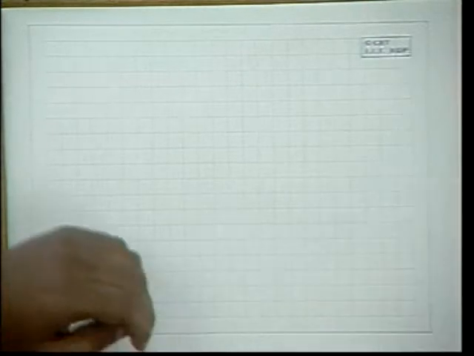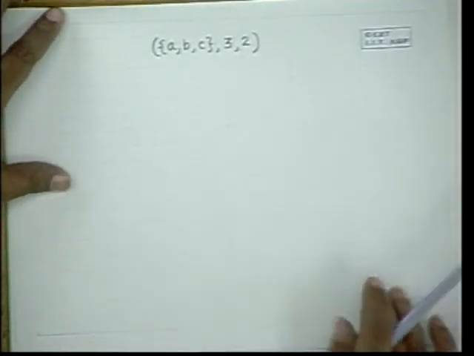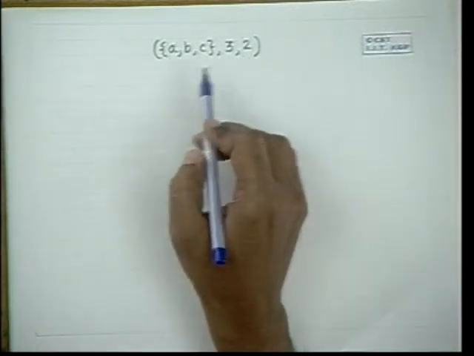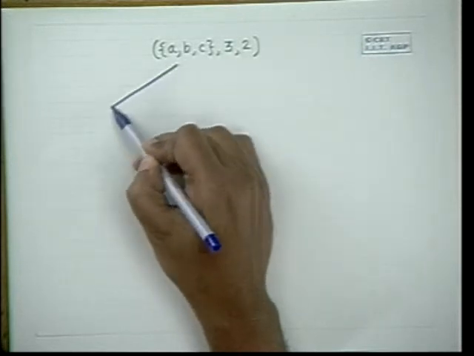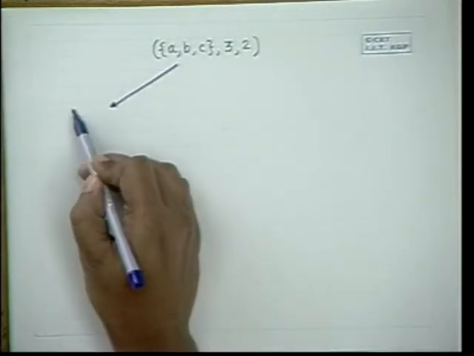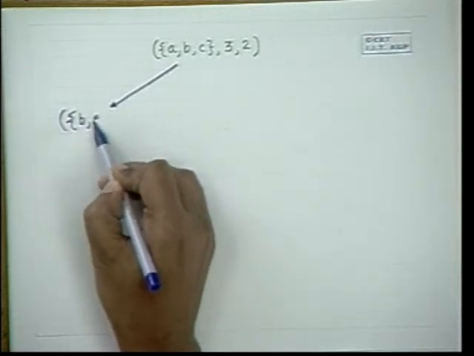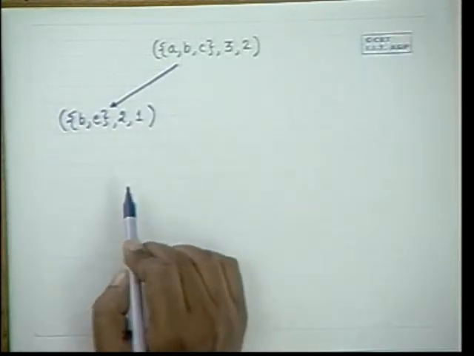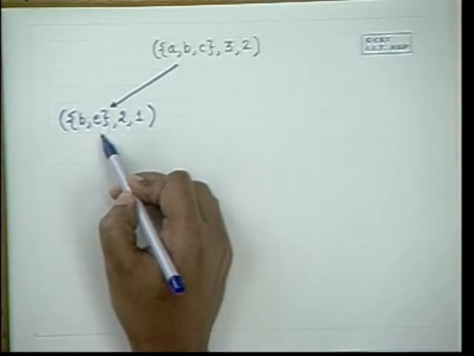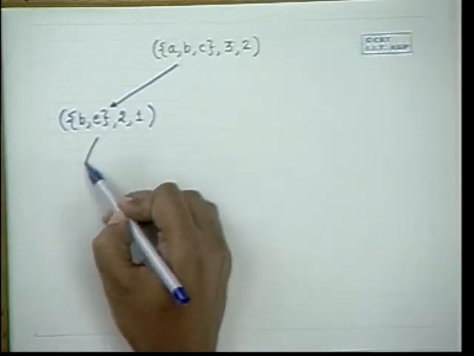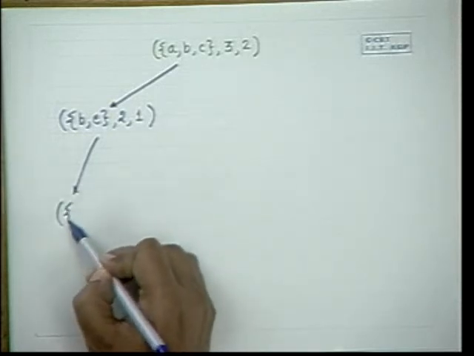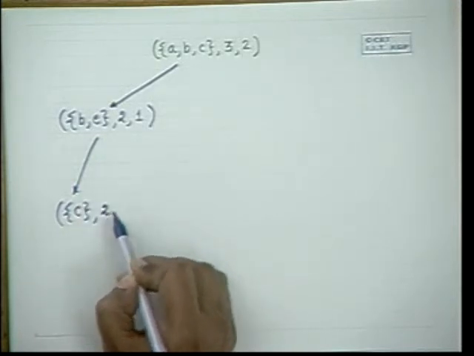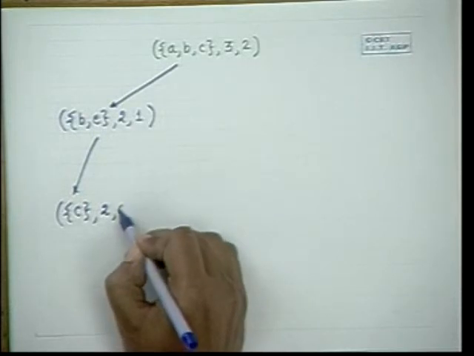So let's work out a quick example, and we'll quickly revise how this program works. Suppose it is A, B, C, 3 and 2. Then first we'll start with 0 and we'll call it with B, C, 2, 1, right? And since it is recursion, we'll go this way first. We'll go down like this, and we'll call it with C, 2, 0.